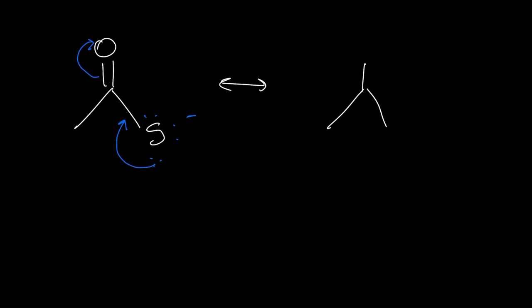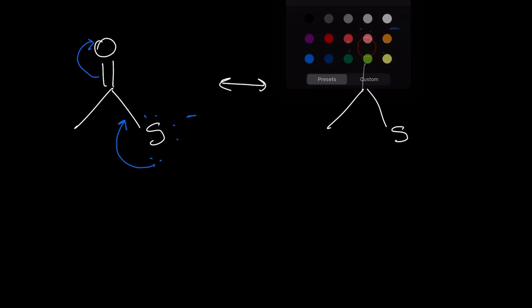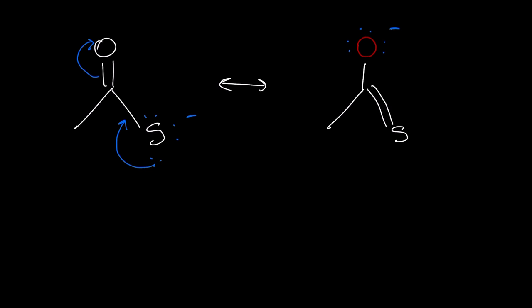would look like this. You have a negative charge on the oxygen as opposed to the sulfur, and the sulfur, because it was previously negative and now it lost electrons, it's going to be neutral, but now it's going to have a double bond between itself and the carbon.